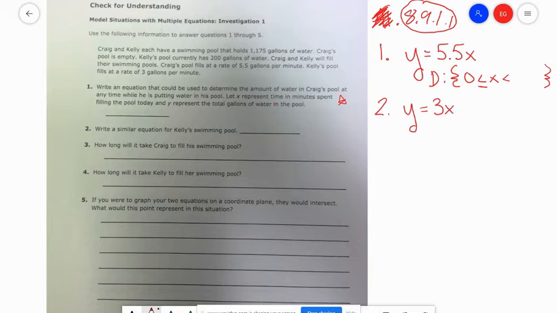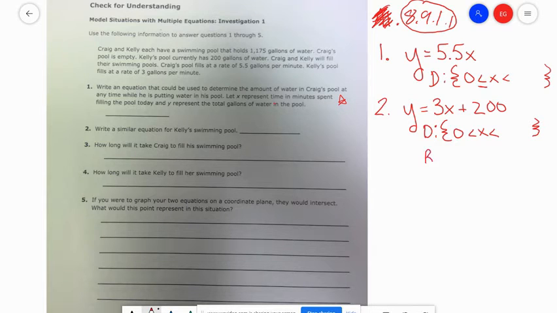So we have 3x plus 200. Because 200 stands for when she started filling the pool. So our domain for this one is going to be, again, from 0 ≤ x, which is less than whatever our top domain is here. So however long it takes to fill the entire pool is our top domain.